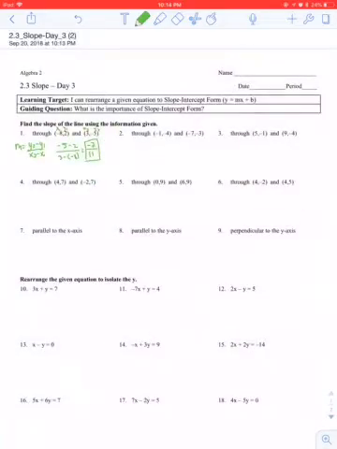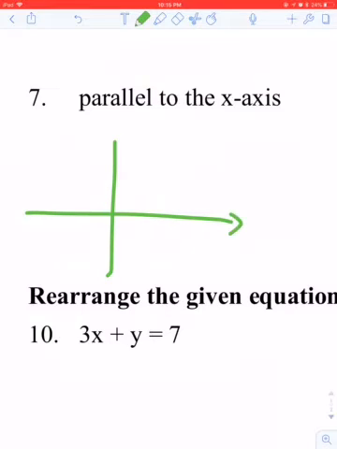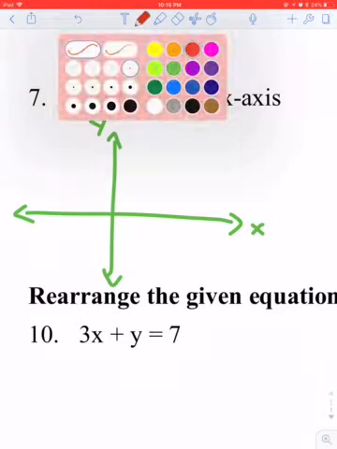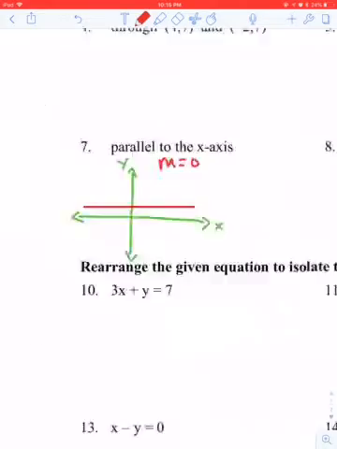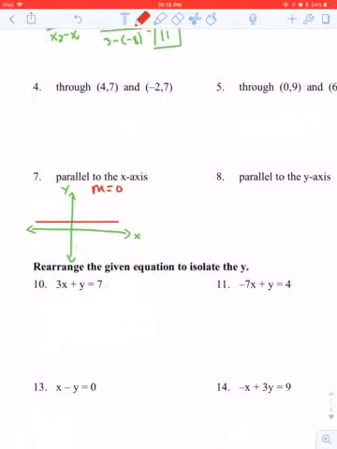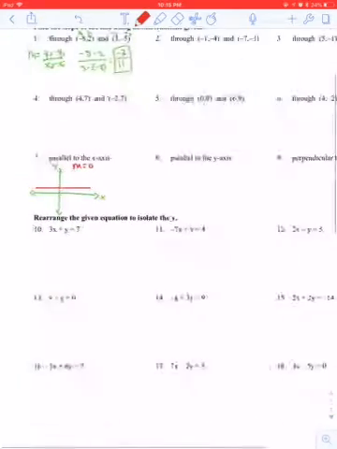That's it. For 7, parallel to the x-axis. So if I was to draw a coordinate plane, so this is your x, this is your y. So I wanted something parallel to it. If I was to draw a parallel line to the x-axis, you see that that's a 0 slope. So you can just say m is equal to 0. Use that example, and that should help you find 8 and 9.